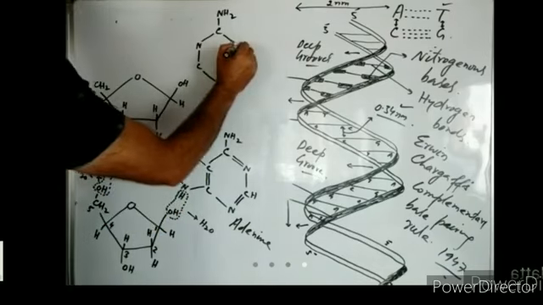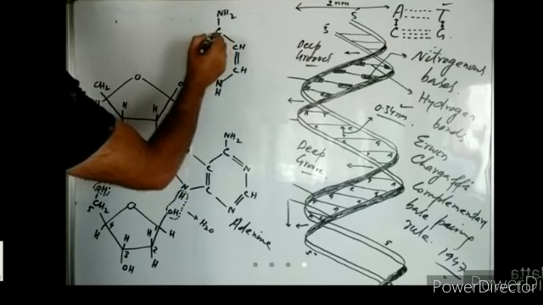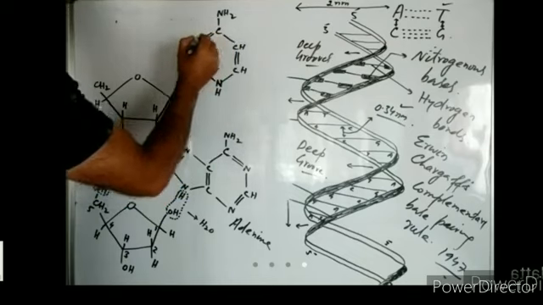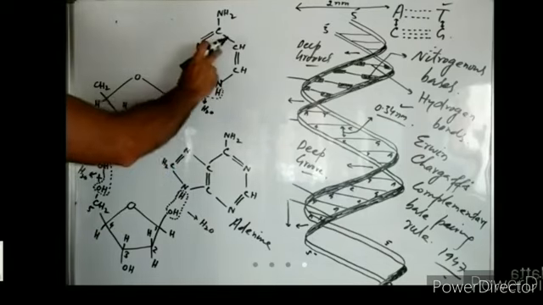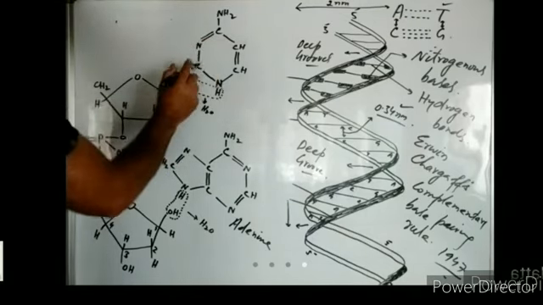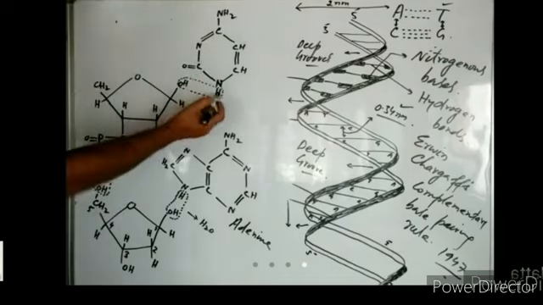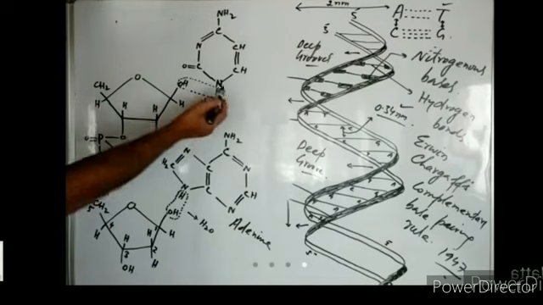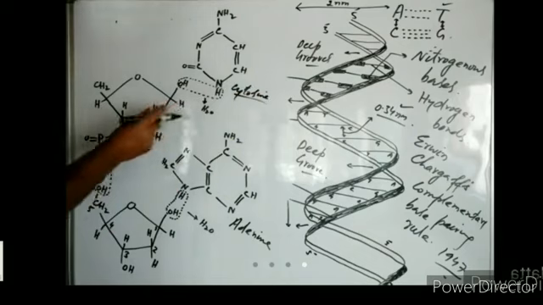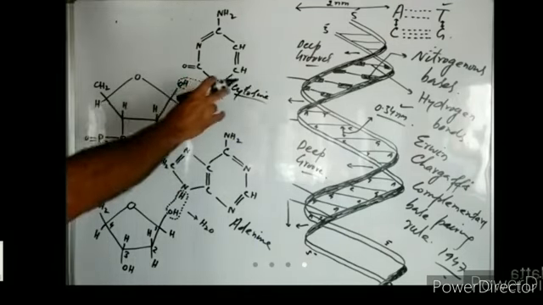Okay. H, H, double bond. This cytosine, sorry, it is double bond over here. So when this cytosine joins with the pentose sugar, it forms the nucleoside cytidine.